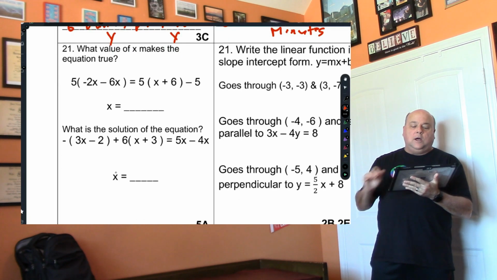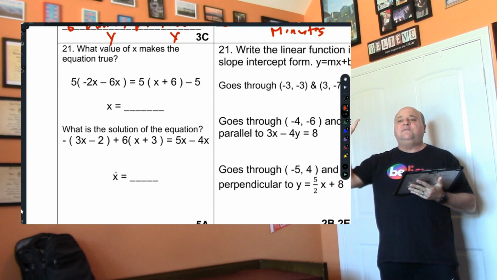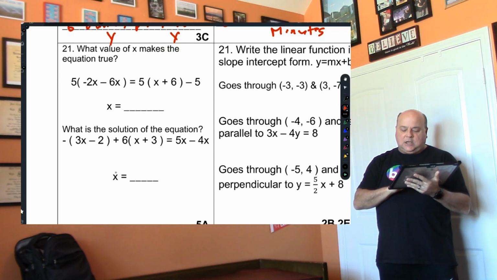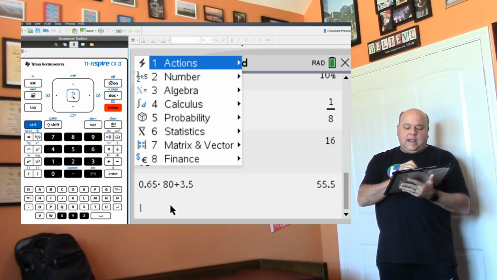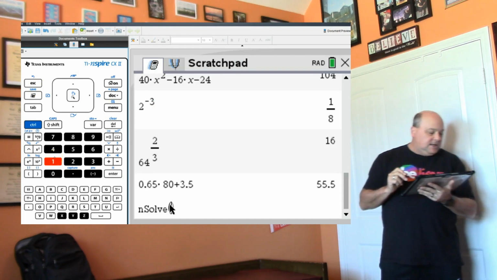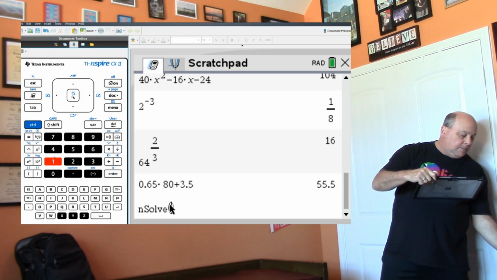Go to 21. Okay, on 21, these are InSolve problems. If they want to know the answer to an equation, you just type it into InSolve. So we're going to go to our calculator. InSolve is menu, algebra, numerical solve. And now I'm going to type in the problem. Okay, so I need to be on the back page.